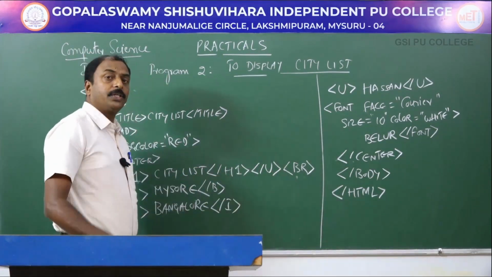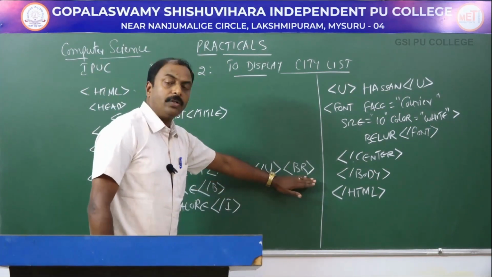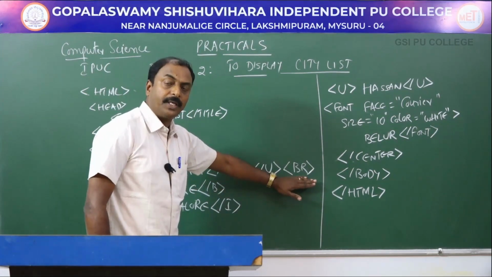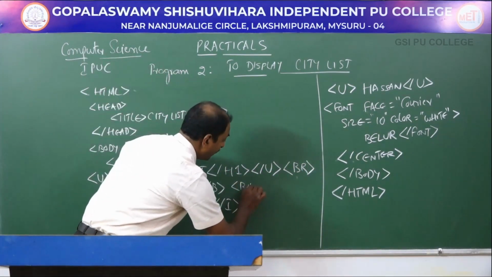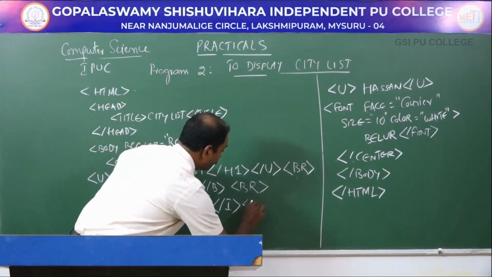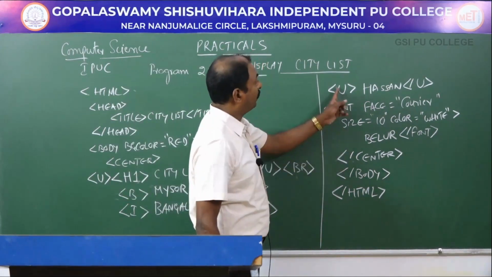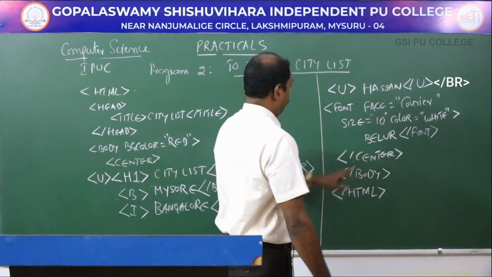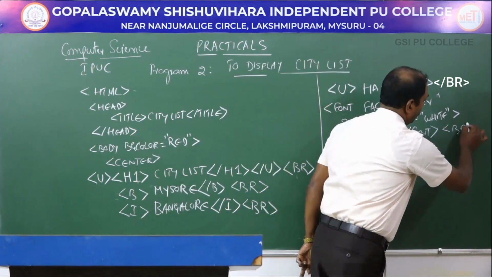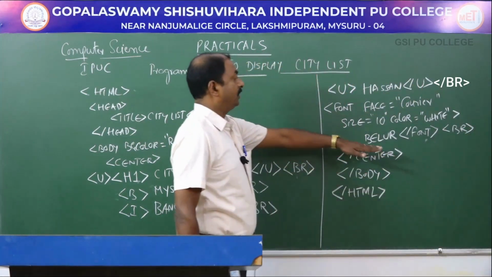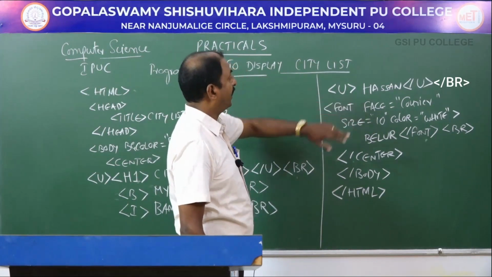Students, I have forgotten to use the BR tag in all the lines. If you don't use it, all the information will appear in a single line. So we have to make use of the BR tag if we want to display in different lines. Even after this font tag, we had to make use of the BR tag. So this is the BR tag, and after this, next is the underline tag.